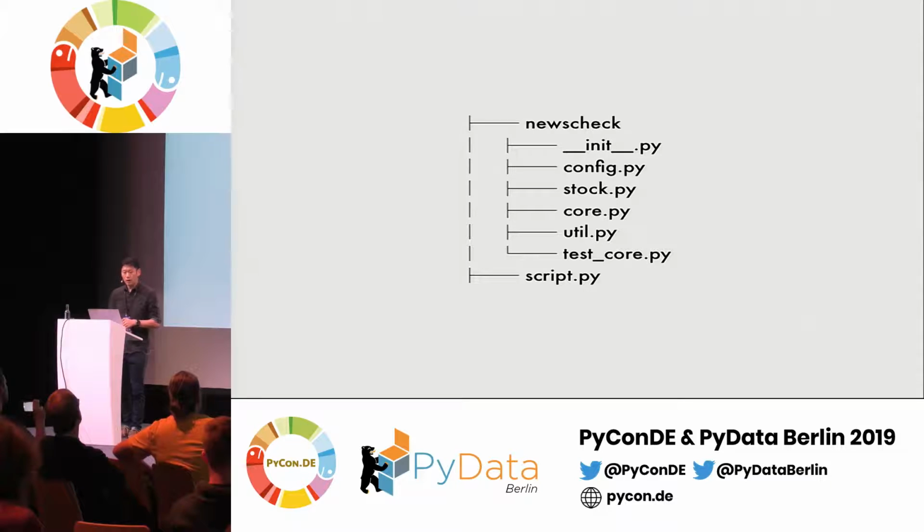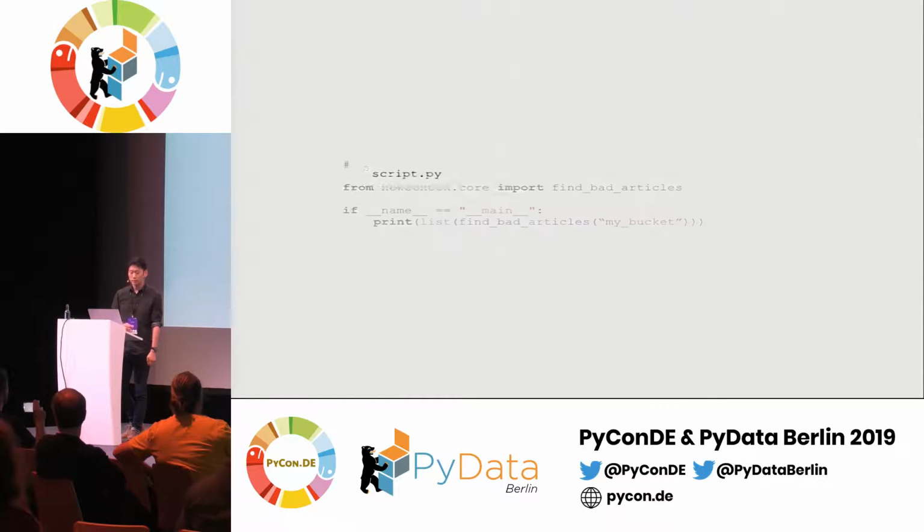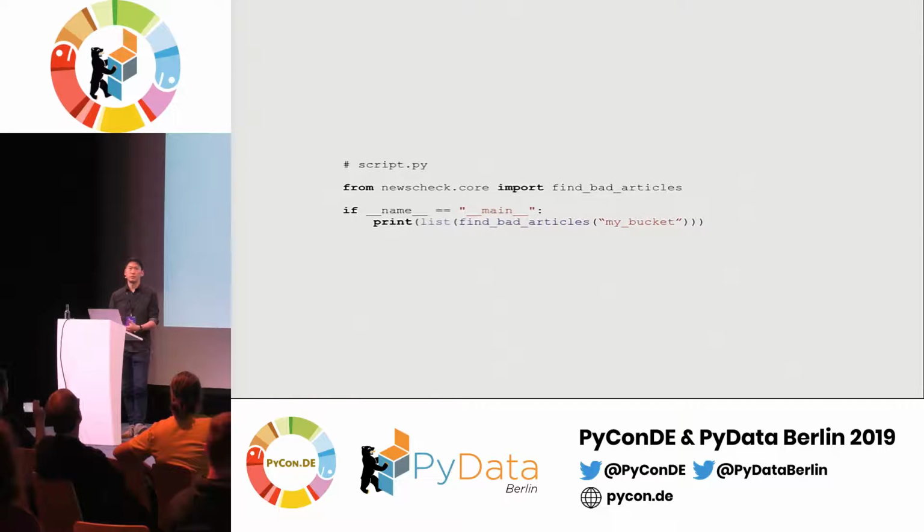So right here, this is what the package structure for our scenario is going to look like. Init, config, and stock are not that interesting. They just contain some hard-coded stock ticker symbols, some credentials, and configuration like that 50% threshold. So the first thing we want to look at is this script.py. That's basically just the main. So all that's happening here is we're calling this find bad articles function with our bucket name.